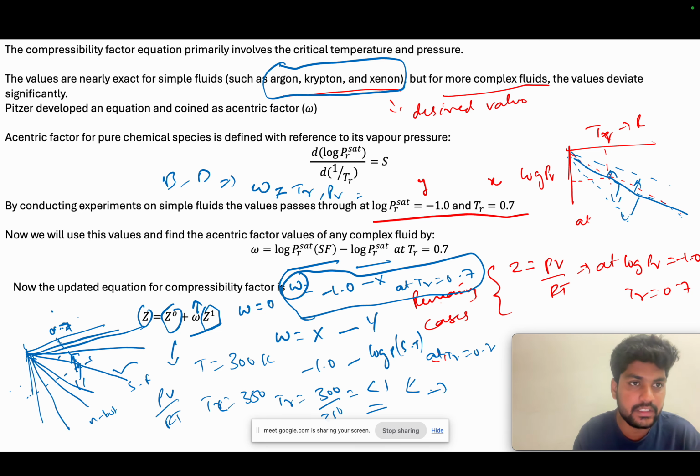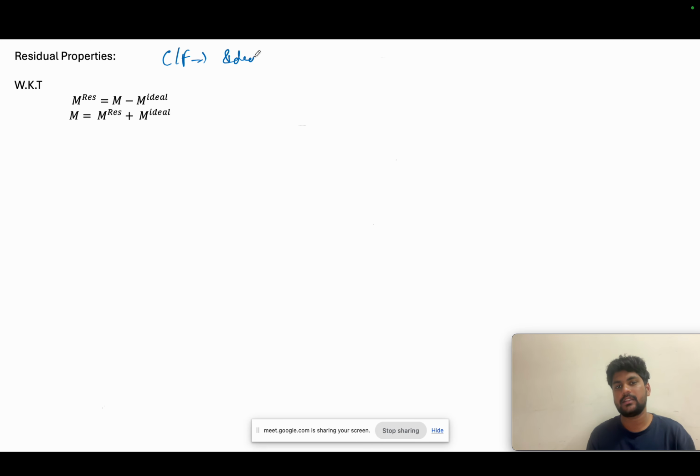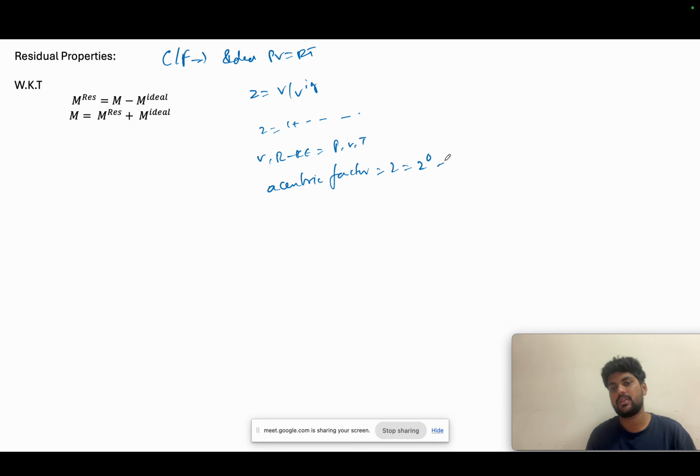Once the compressibility factor is done, what we have is residual properties. As of now we discussed the compressibility factor. For an ideal gas it is PV equals RT. For the compressibility factor, Z equals V by V ideal gas, and for the virial equation, Z equals 1 plus and so on. Then there are the Van der Waals or Redlich-Kwong equations, where you know how to differentiate P, V, T, and if there are deviations, how to use the acentric factor, which is Z equals Z0 plus W into Z1.